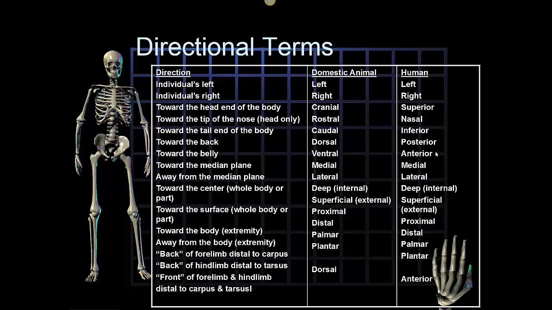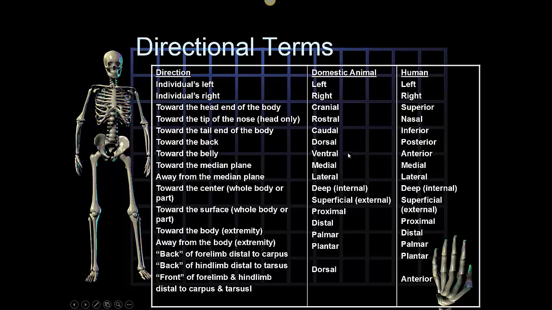A lot of these terms are actually starting to change. They're starting to use terms like rostral, caudal, cranial, dorsal, and ventral. A lot of the other things you see are the same: medial, lateral, deep, superficial, proximal, distal, palmar, plantar. The front of the limb, instead of calling it dorsal, they'll call it anterior, although I'm starting to see more textbooks actually using the terminology dorsal.